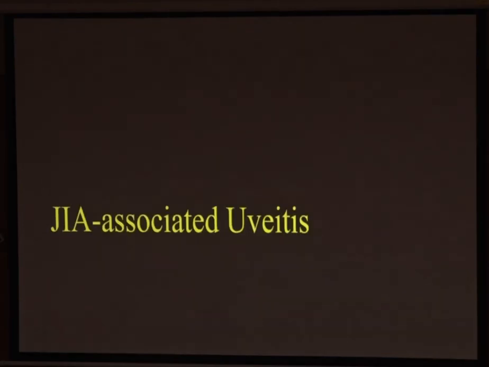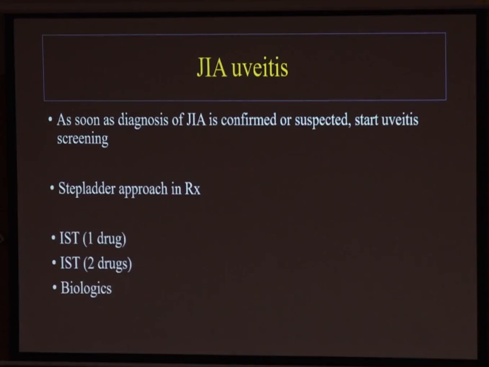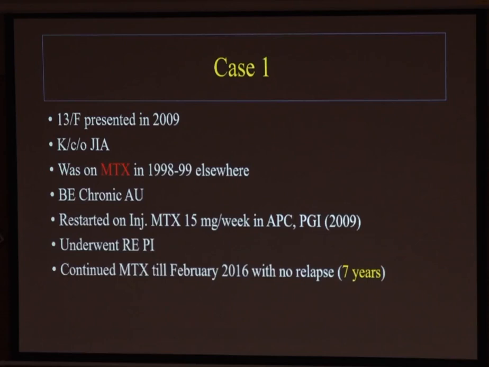The next common uveitis, which is very frequently recurrent, in fact always recurrent, is JIA associated uveitis. The first thing that we know is that as soon as the diagnosis of JIA is confirmed or suspected in any child, we must start screening of those children for uveitis. And once we detect uveitis, we follow a step ladder approach. The first management is, of course, we give steroids, topical and oral, along with one immunosuppressive agent, which is usually methotrexate. If these children are not controlled on one drug, we go on to 2 drugs, and then we go on to the biologics. So I give you an example of a case which we started managing way back from 2009 onwards.